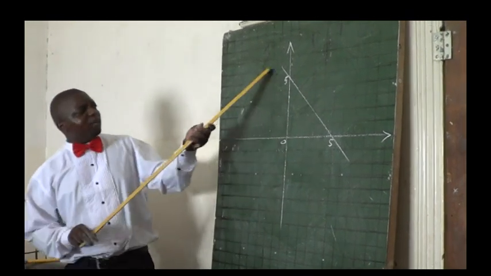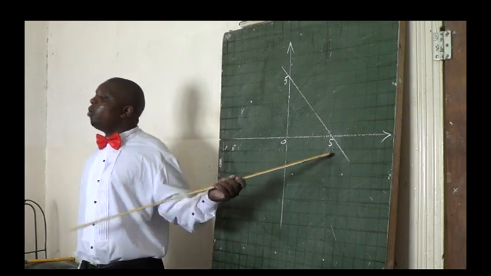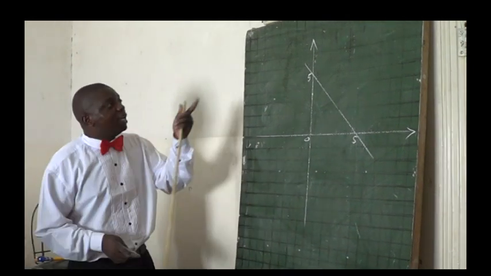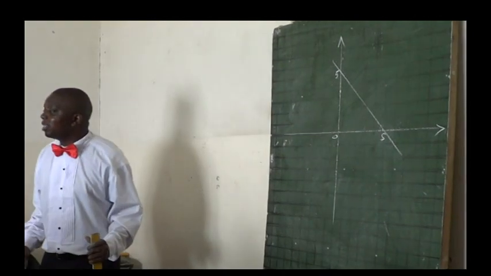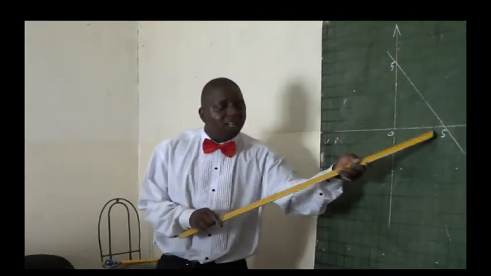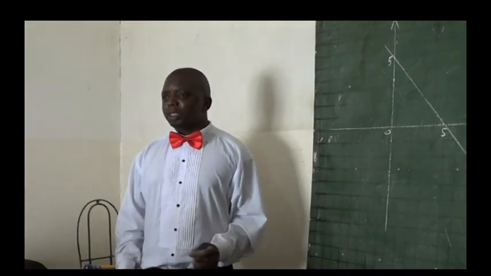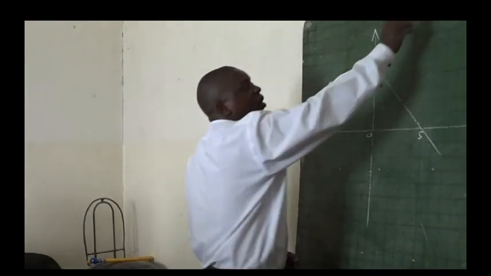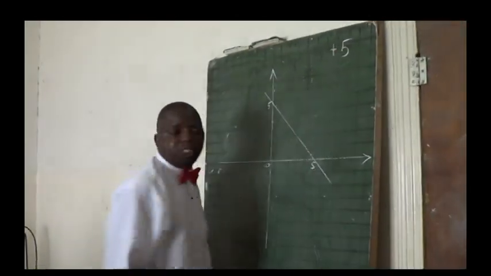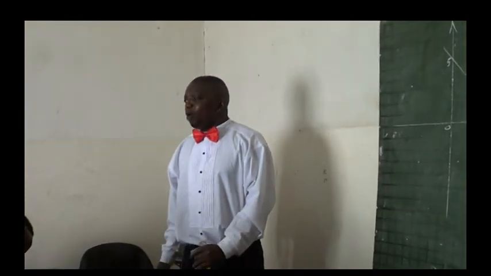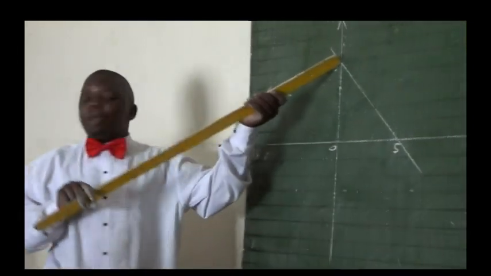Looking at this line, what is the y-intercept? We start with y is equal to gradient times x plus y-intercept. Look at this line. What is the y-intercept? Plus 5. So we put that in our equation.